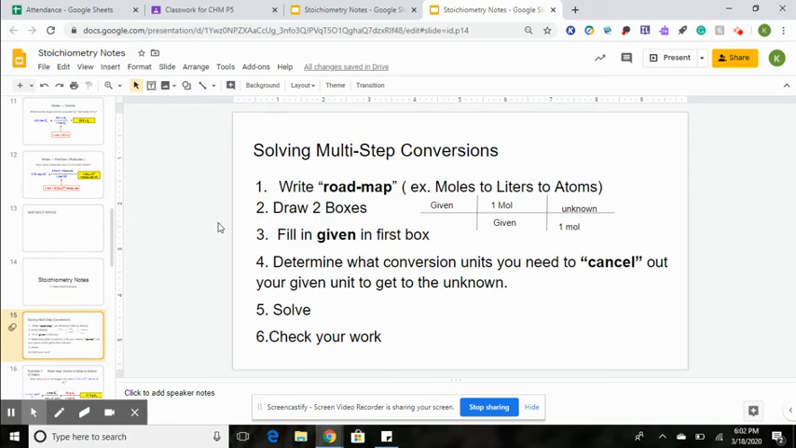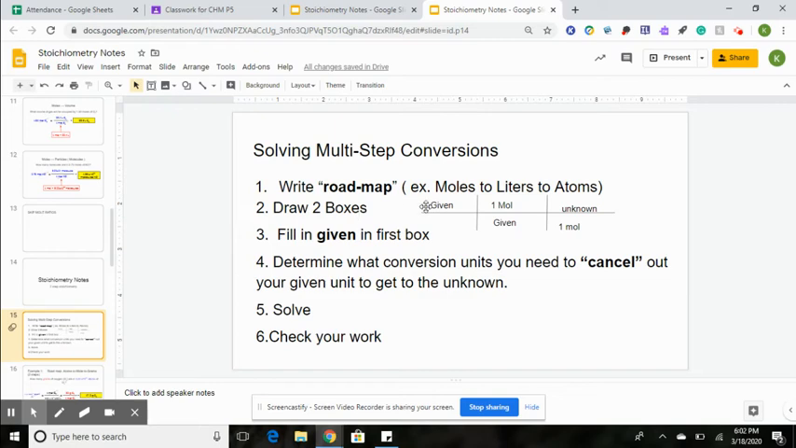So the first thing we would do in solving these kinds of problems is we would write a roadmap, is what we'll call it. So let's say in the problem they give you moles. They give you the liters, and they want you to figure out how many atoms that is. And there's different ways we could go about this, different things that they're looking for. The easiest way to solve multi-step conversions is to do it the same way we have done prior. You can draw boxes. You could also just leave lines like you're setting up fractions. I like the boxes. It's just easier for me that way.